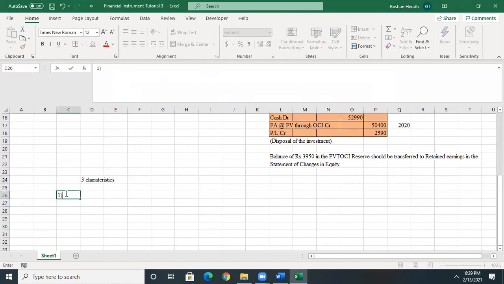The first one, the value will change in response to the underlying asset, isn't it? The value of the derivative instrument changes in response to the underlying asset, the underlying instrument, right? For example, if you take shares, the share option, it changes in response to the change in the share price.